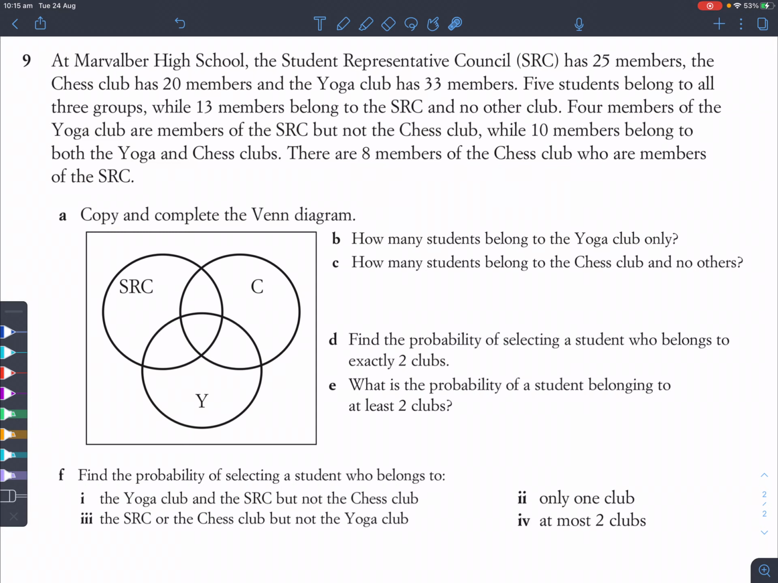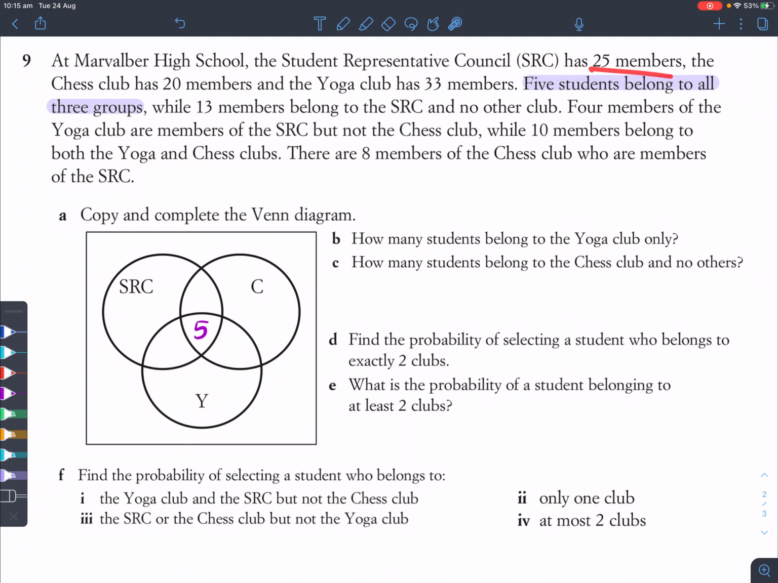Okay, so the first thing we should do with any of these types of questions is copy and complete the Venn diagram. When we complete this Venn diagram, the best thing to do is to fill whatever's in the center, the one that is common to all categories, and whatever's numbered outside, if there is any. So I can see from this particular sentence that 5 students belong to all 3 groups. So I'm going to put that number right here, 5 in the center. That's the intersection of all 3 circles.